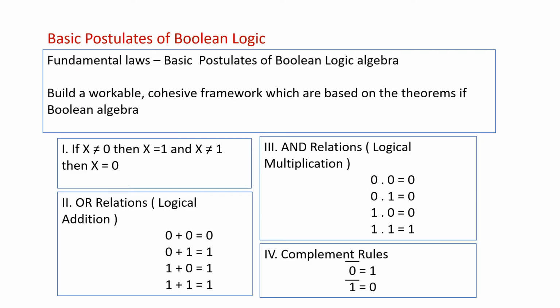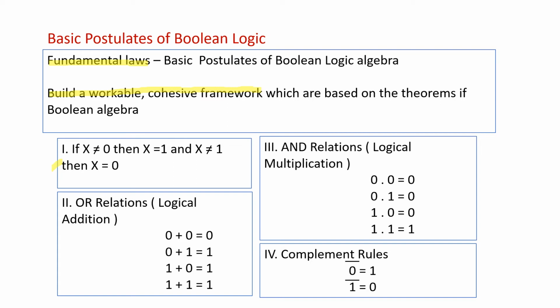Now let us look at the basic postulates of Boolean logic. These are nothing but the fundamental laws, and to build a workable and cohesive framework, we need to do that based on the theorems of Boolean algebra. Let us look at the first postulate. It says that if x is not equal to 0, then the only possible value x can take is 1. And if x is not equal to 1, then the only other possible value is 0.